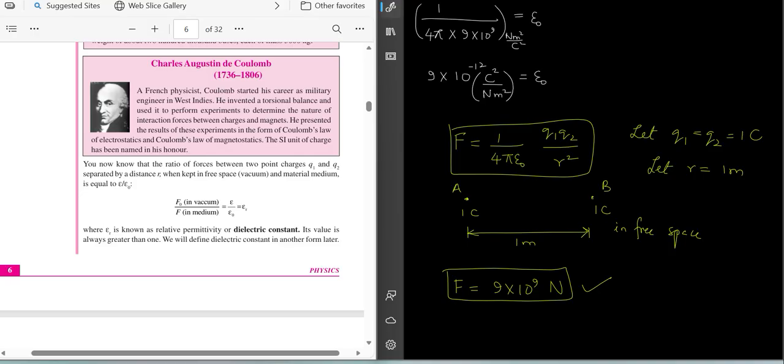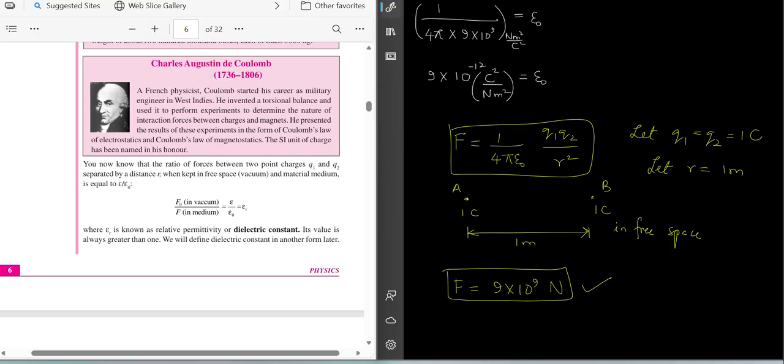This is about the case where the point charges are placed in a medium other than vacuum. Then we talk about epsilon, which is the permittivity in that medium. The ratio of forces is the ratio of the permittivity constants, and we call that ratio epsilon r, the relative permittivity. It is also called the dielectric constant.